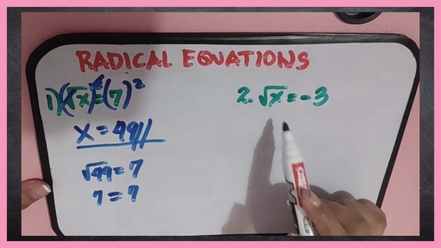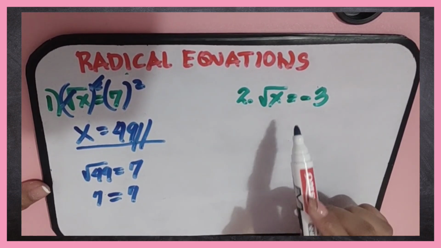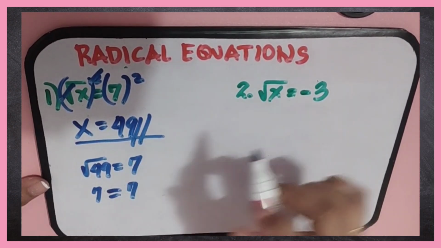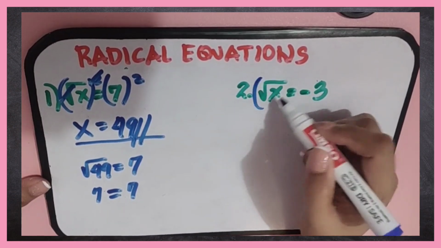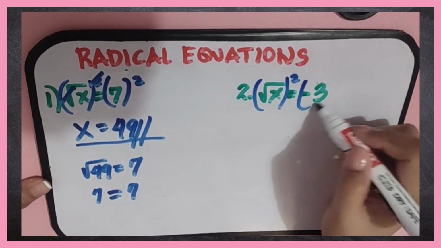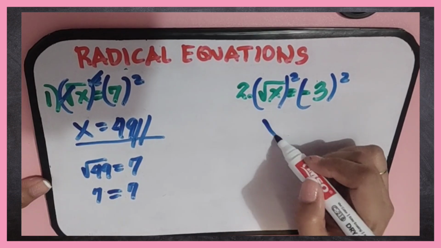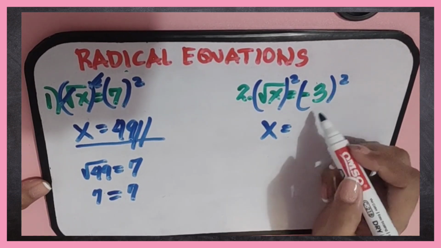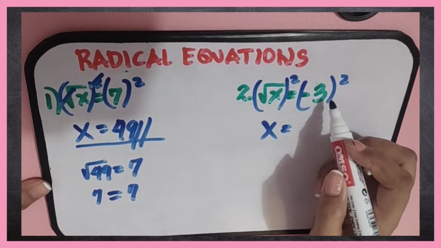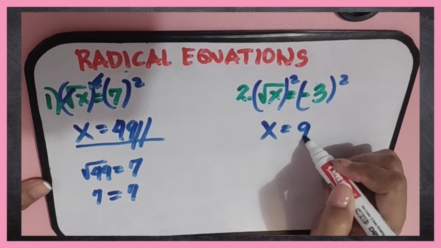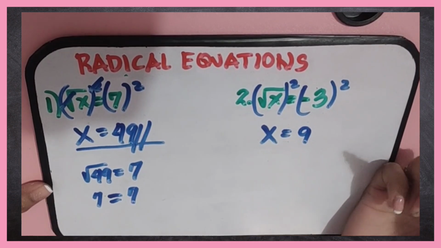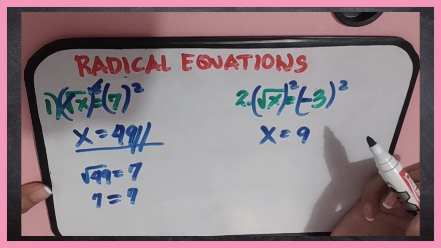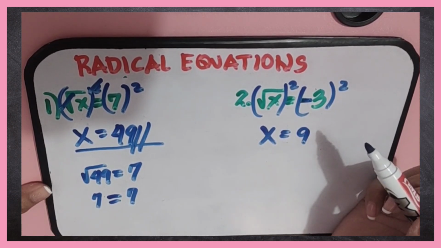As you can see, in number 2, the variable is again already on the left side. So we have to square both sides. Then we have x is equal to negative 3 squared, which is positive 9, because we have negative 3 times negative 3. We are multiplying the same sign, so the answer is always positive.